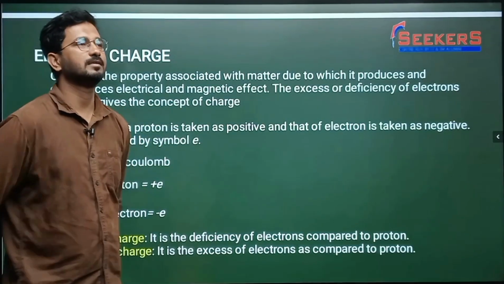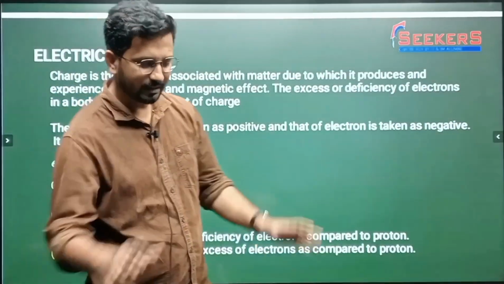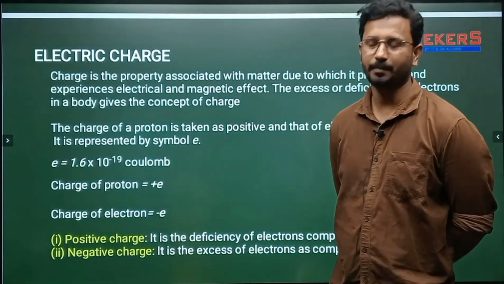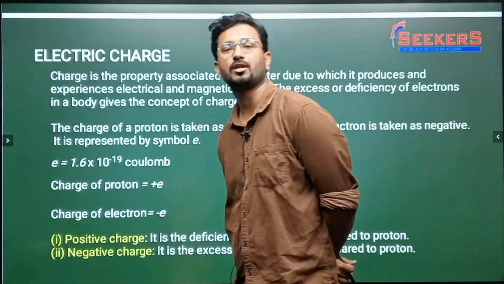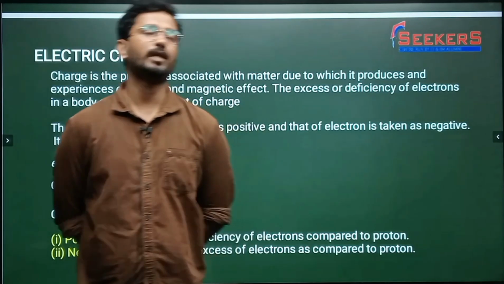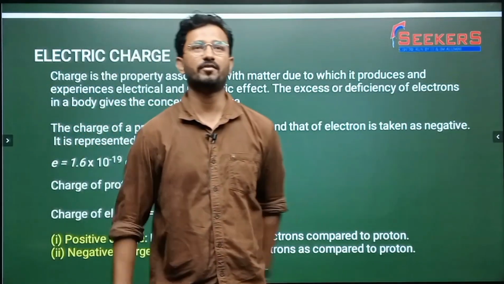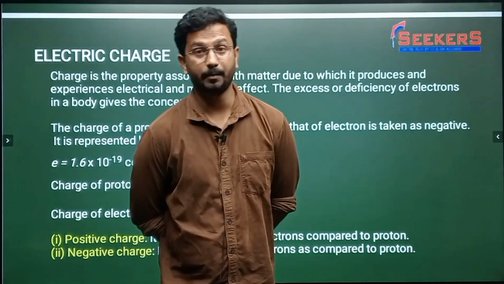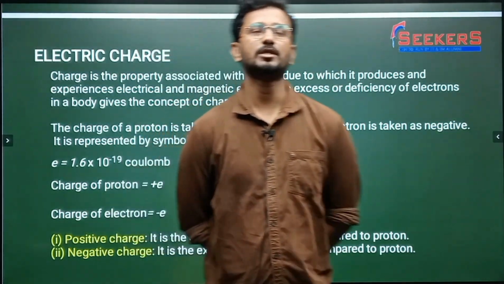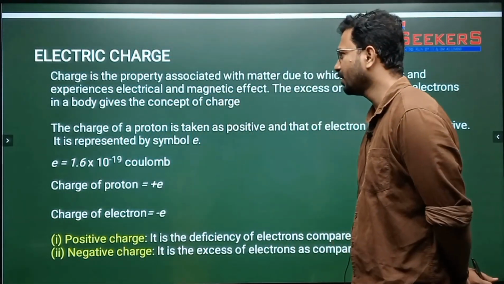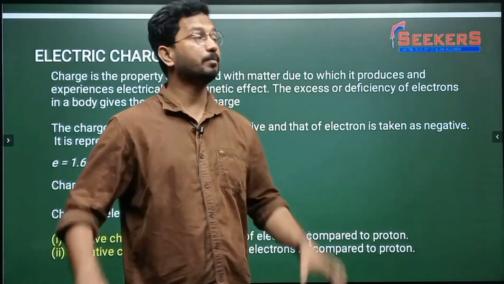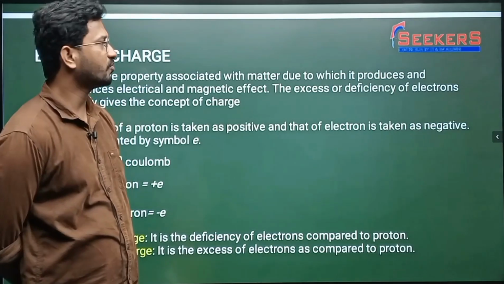What is electric charge? Generally, we have seen in the gravitational chapter that when two objects are kept close to each other, there is a gravitational force between them, G m1 m2 by r square. That gravitational force is directly proportional to the product of the masses, m1 and m2, and inversely proportional to the square of the distance between them.